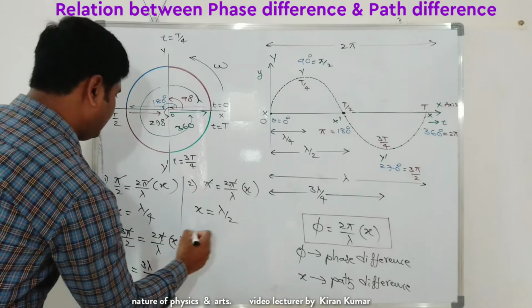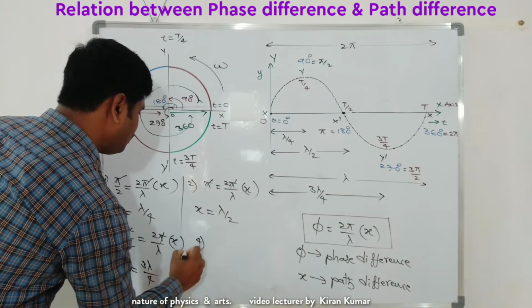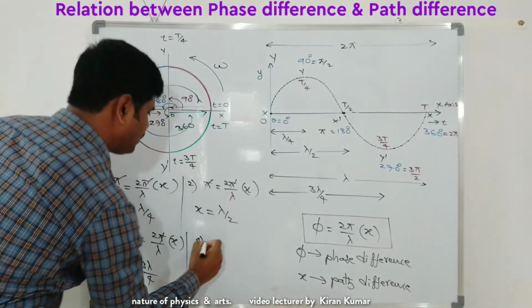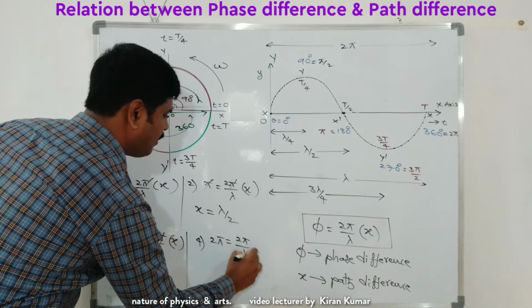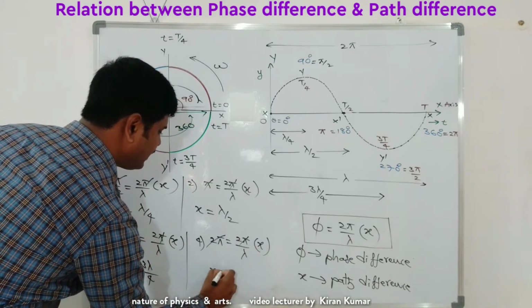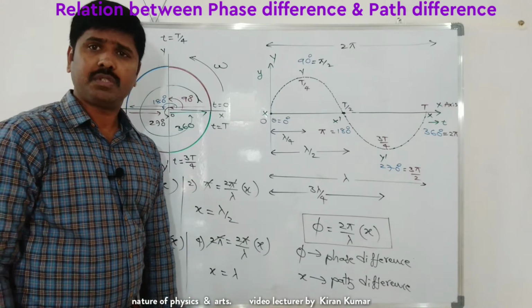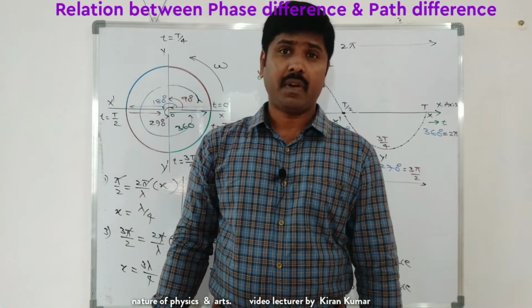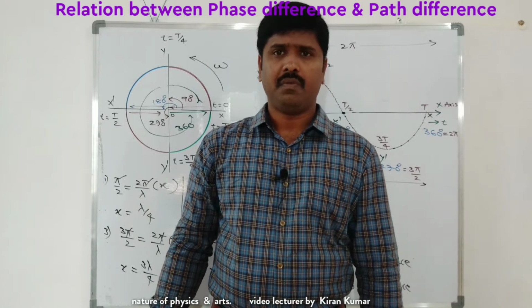Okay, and next we can simply write the fourth one. See, 2 pi last, 2 pi is equal to 2 pi by lambda into x. 2 pi gets cancelled, where x is equal to lambda. Already I wrote, this is the most important relation of the wave. Path difference, phase difference, time period relations also we did.